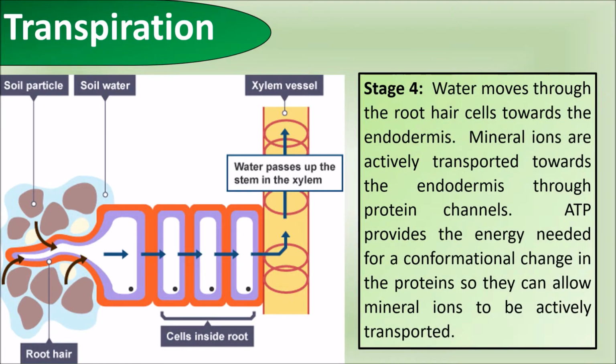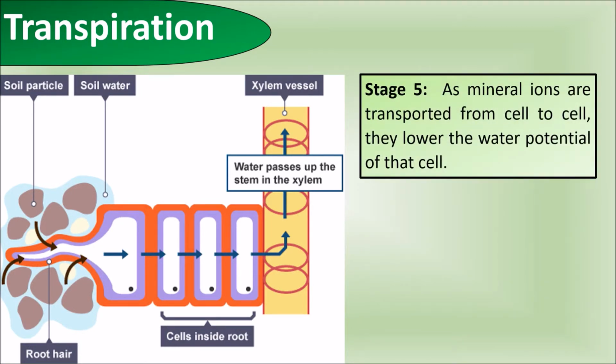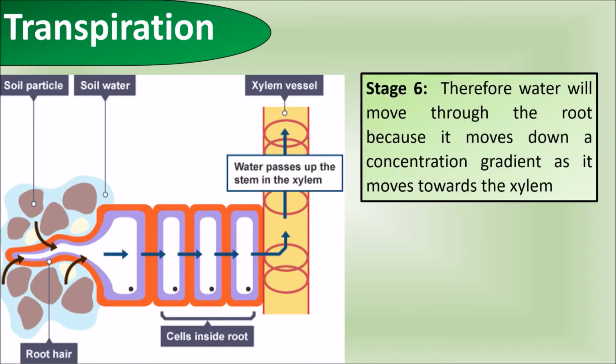Water moves through the root hair cells towards the endodermis. Mineral ions are actively transported towards the endodermis through protein channels. ATP provides the energy needed for the conformational change in the proteins so that they can allow the minerals to be actively transported. As mineral ions are transported from cell to cell, they lower the water potential. So therefore, water will move through the root because it moves down a concentration gradient as it moves towards the xylem.